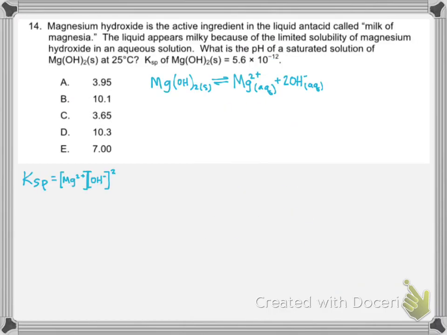Milk of magnesia. It looks milky because there's all of this white solid Mg(OH)2 in its very limited solubility. You can see the Ksp is 5.6 times 10 to the negative 12. Well, we want to know here what the pH is of a solution like this. Okay, well, if we're given a Ksp and we have to figure out how much is going to dissolve, when in doubt, ICE it out.